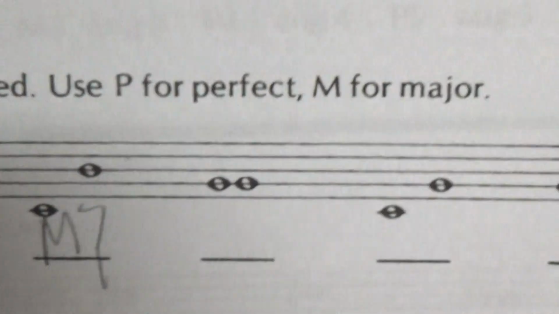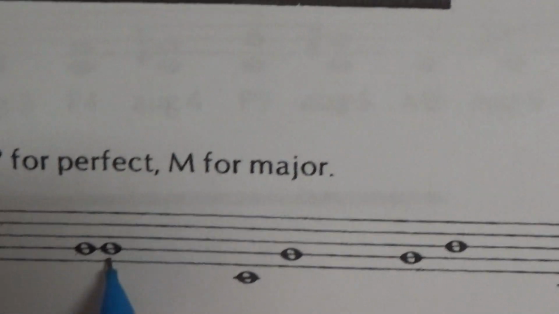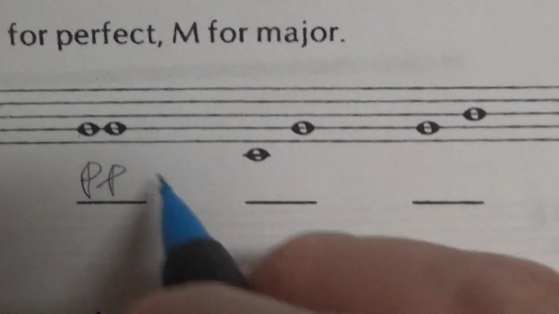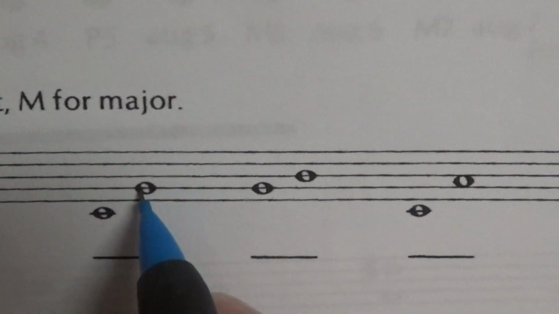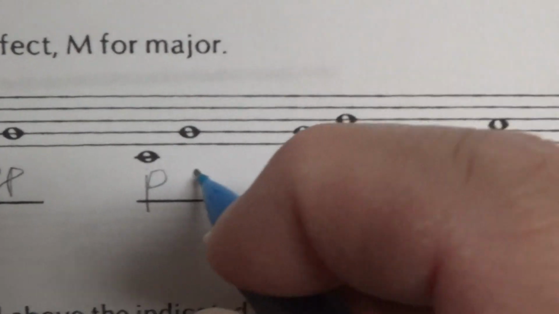So now we're labeling the type of seventh and second and so forth. And then G to G, it's the same note, right? So we call it the perfect prime. Just put PP. Then C to G is what? It's a fifth, right? So we call it a perfect fifth.